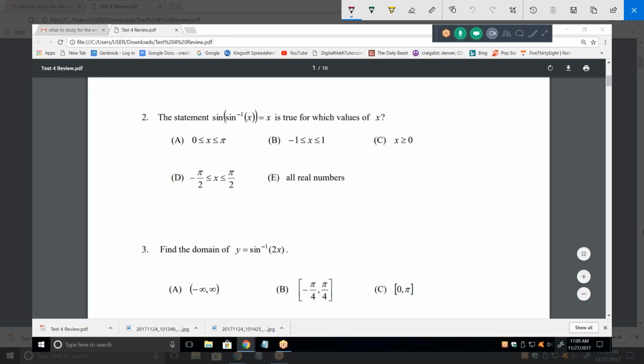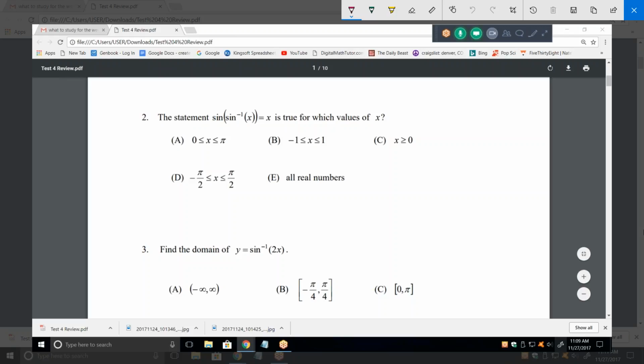What do you think the answer is on 2? I'm still studying it, but I want to know how much of this you know. Wouldn't it be B? Very good. That's what I would say.